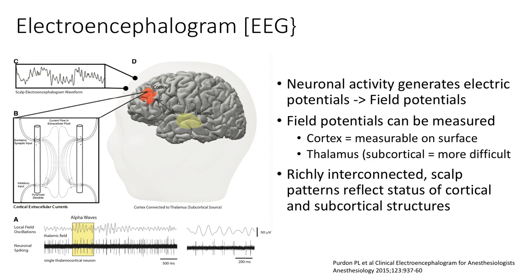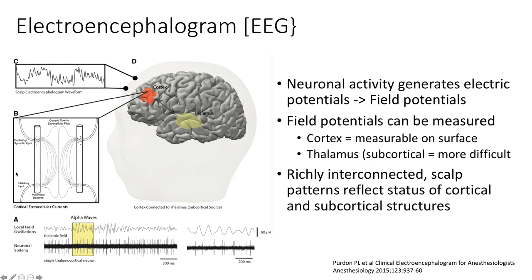So let's start with the EEG, the electroencephalogram. The science and the basis behind it is that neuronal activity, the actual potential of neurons, creates an electric potential, and therefore that neuronal activity creates a field potential in the brain region. Depending on the distance from the brain region to the surface, you can capture that field potential. It can be measured more easily if it's on the cortex than if it is a subcortical region like the thalamus.